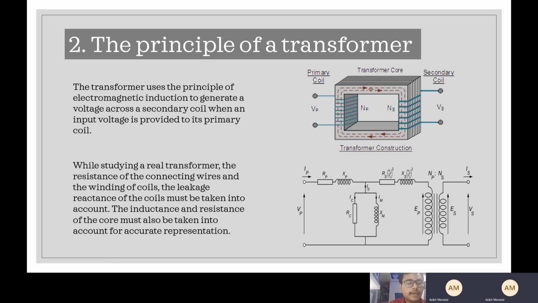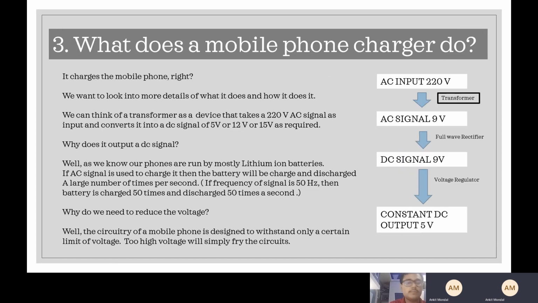But now let's return back to our topic of the project, which is how can these transformers be used in a mobile phone charger. First, let us understand what a mobile phone charger does. A mobile phone charger is supposed to take the 220 volt AC input and convert it into a 5 volt constant DC output. But in order to do this, it first has a duty to convert the AC input into a low voltage AC output.